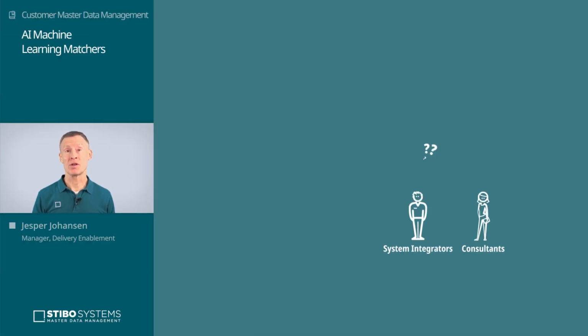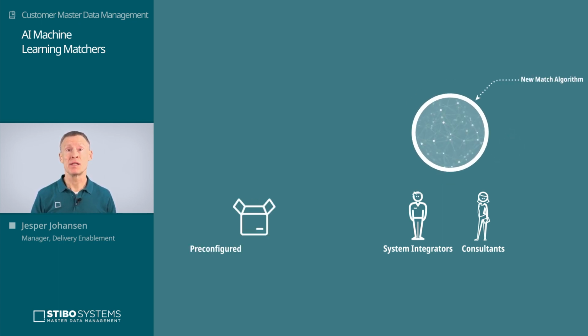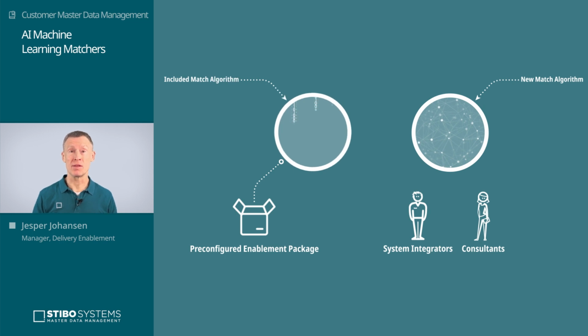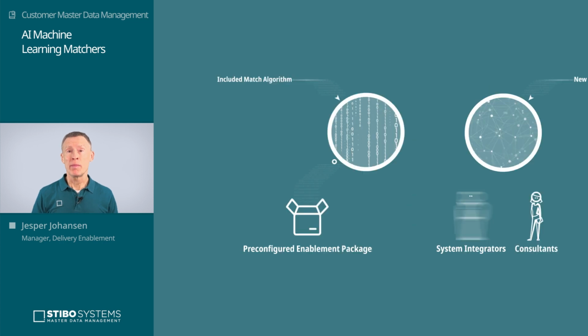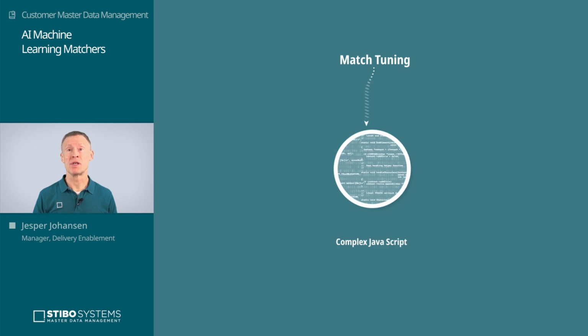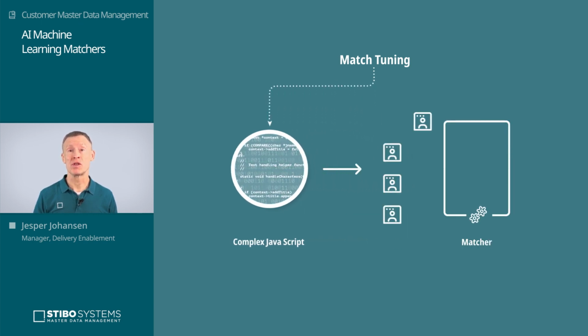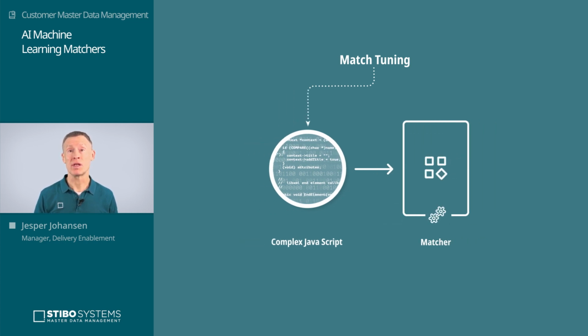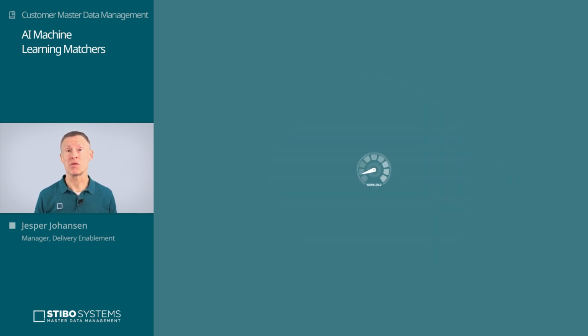System integrators or consultants can be challenged when creating matching algorithms that deviate from the ones delivered in the preconfigured enablement package. When match tuning, it may be necessary to write complex Java scripts to fine-tune the matches to fit the business requirements or cater for unforeseen patterns that become apparent within the data during the load process. This leads to extra workload and could introduce unwanted errors.